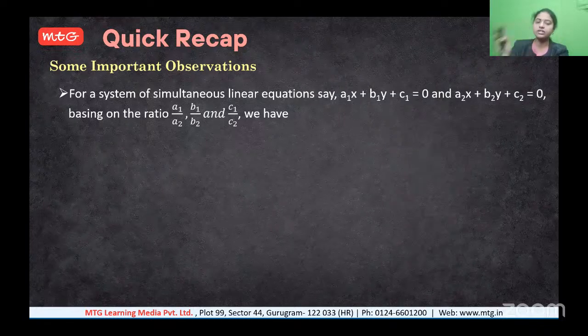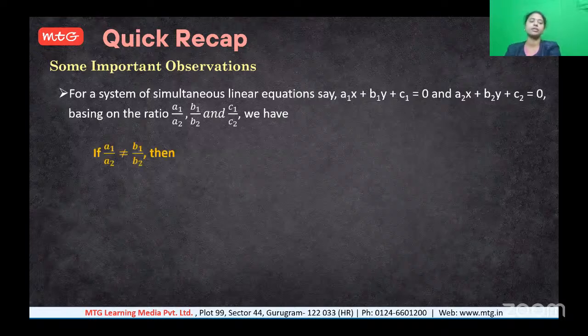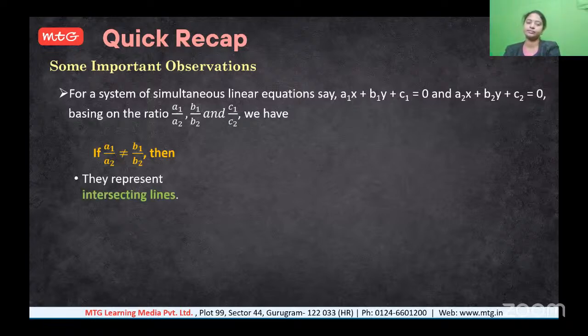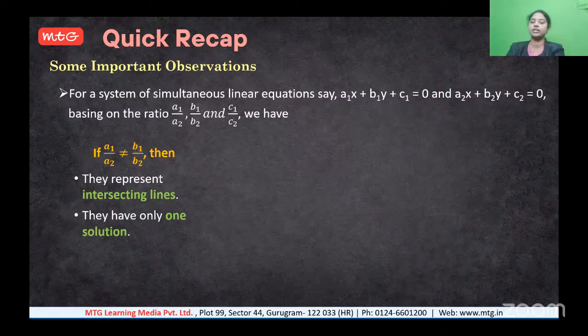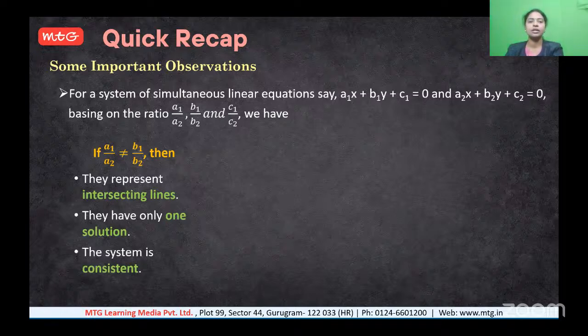Now for three different scenarios, the relation between these ratios also will be different. How is it? If the x coefficient ratio is not the same as the y coefficient ratio, here you can see a1 by a2 is not the same as b1 by b2. In this case, these lines will be intersecting. Once they are intersecting, they will have one solution. Once they have one solution, we call such equations consistent equations.